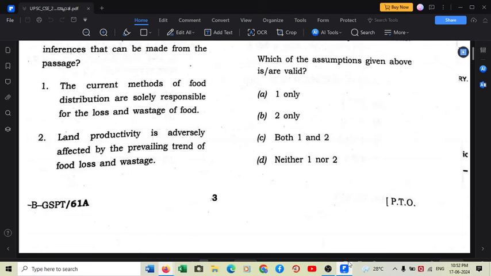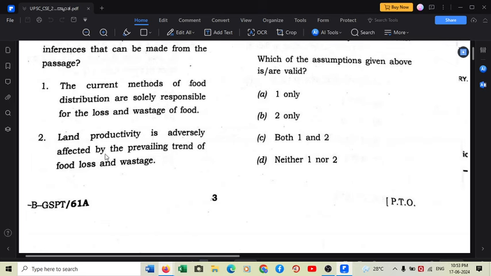But the word 'solely' here is problematic. UPSC plays this trick with words like 'solely', words like 'only', and 'invariably', which is another word that means 'only'. This narrows down the meaning of the passage. The passage is focusing on the food supply chain leading to loss and wastage, but the passage does not say that only the food supply chain is leading to loss and wastage of food. So statement 1 is ruled out, it is not correct.